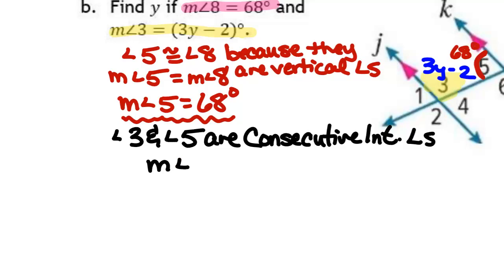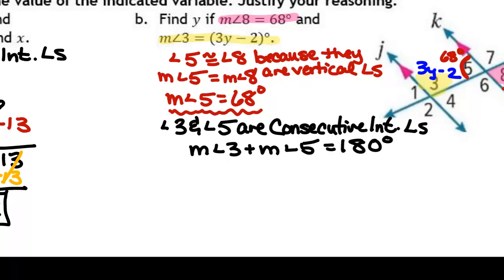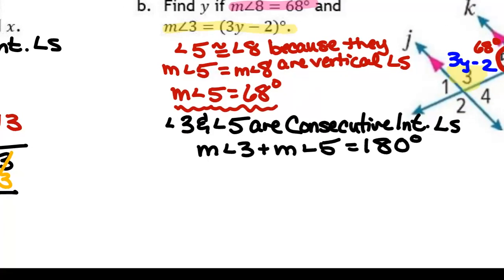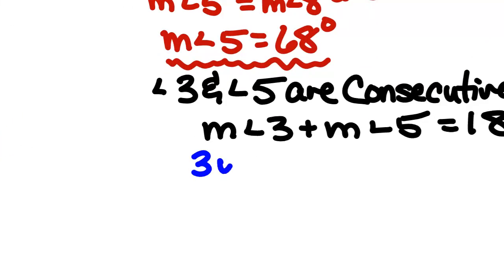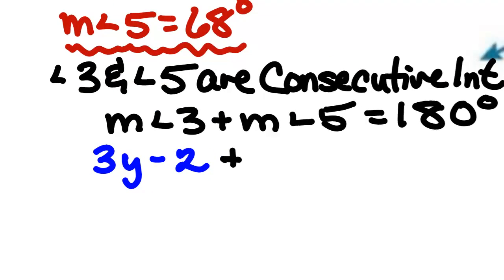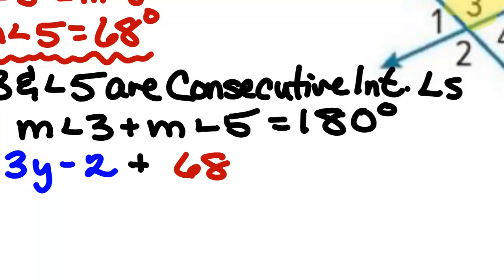So the measure of angle 3 plus the measure of angle 5 equals 180. In the place of the measure of angle 3, I'm going to put 3y minus 2. Plus, in the place of the measure of angle 5, I'm going to put 68 degrees. Is equal to 180.